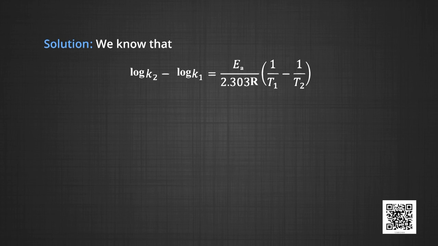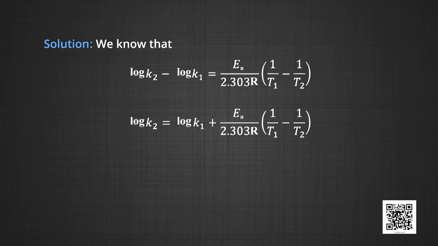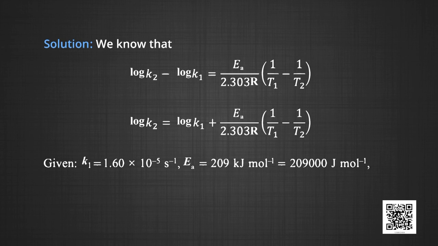Now let's solve it. We know that log K2 minus log K1 is equal to Ea divided by 2.303 R into (1 by T1 minus 1 by T2). Log K2 equals log K1 plus Ea by 2.303 R into (1 by T1 minus 1 by T2). Now the given data is K1 equal to 1.60 into 10 raised to power minus 5 per second. Activation energy is given as 209 kilojoules per mole. Since it is given in kilojoules, we have to convert it into joules, so it will become 209,000 joules per mole. Temperature T1 is given as 600 Kelvin and T2 is 700 Kelvin.